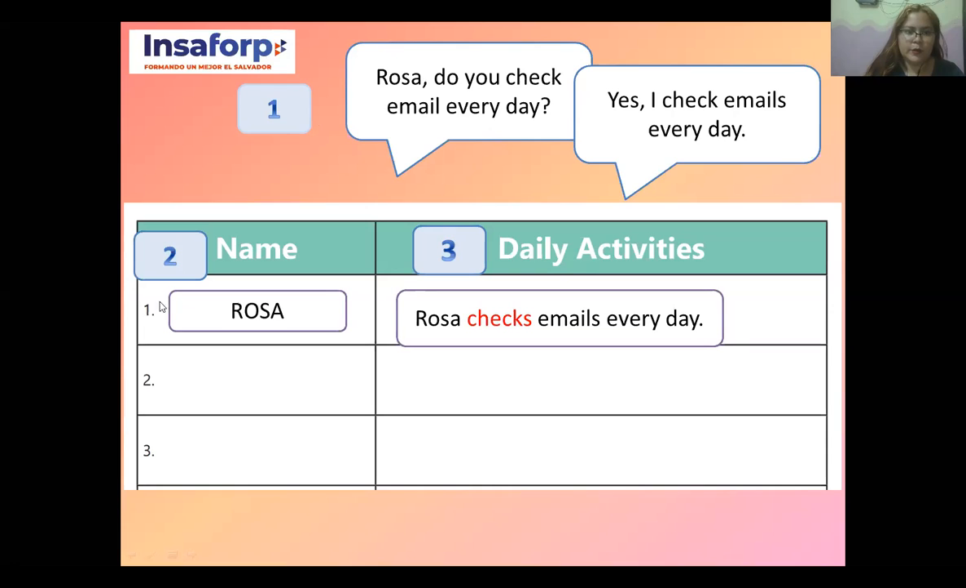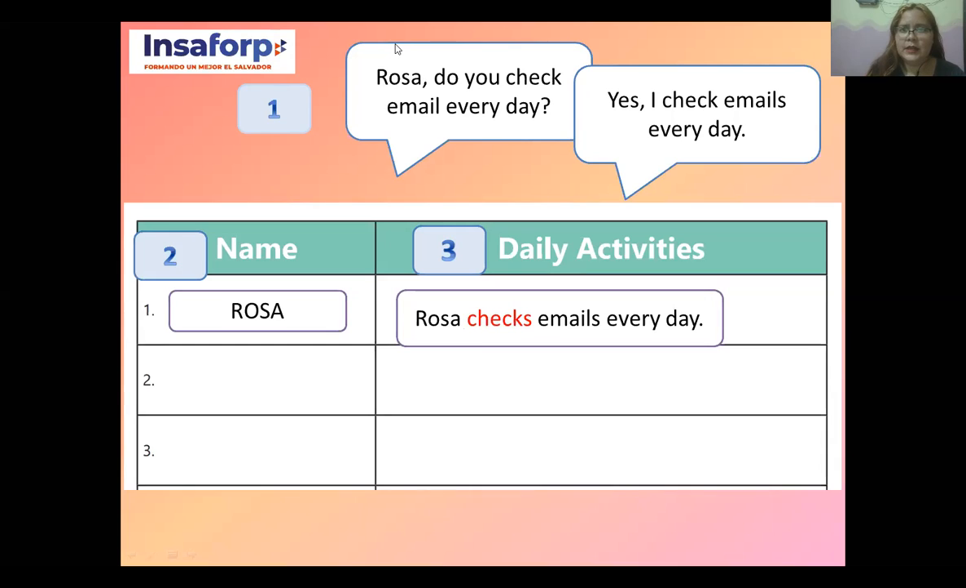Look, number 1, name, Rosa. Number 3, the activity. Look at the daily activity. Rosa checks emails every day. I'm going to write the answer that Rosa gave me. Rosa checks emails every day. I don't use I check emails every day. I don't say I anymore. I say Rosa. Rosa checks emails.